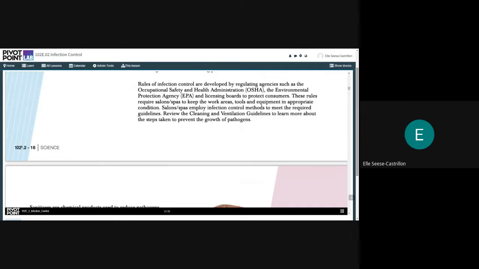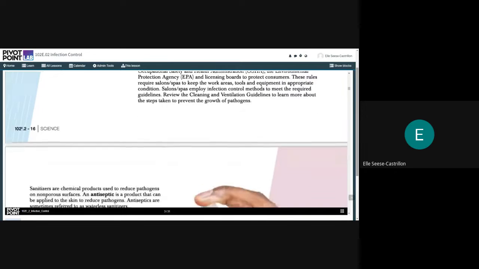Reviewing the cleaning and ventilation guidelines to learn more about the steps taken to prevent the growth of pathogens. You do need to know for your test what OSHA stands for and what EPA stands for.